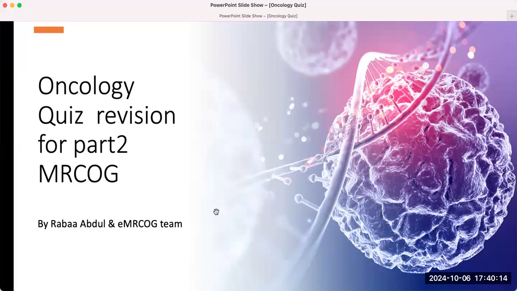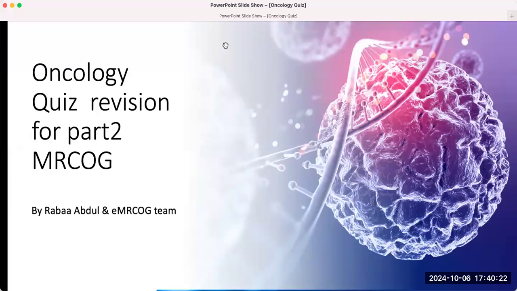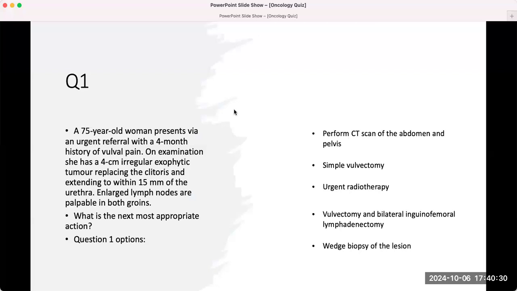Okay, so let's start the first question and see how you are going to think and assess the question. Okay, are we ready? So we have question number 1, and it says: a 75-year-old presented with an urgent referral, and we all know urgent referral pathways for cancer, with a 4 months history of vulval pain. On examination, she had a 4 cm irregular exophytic tumor replacing the clitoris. So when it is replacing the clitoris, this is a midline lesion, right? Extending to within 15 millimeter of the urethra. Enlarged lymph nodes are palpable in both groins. What is the next most appropriate action?